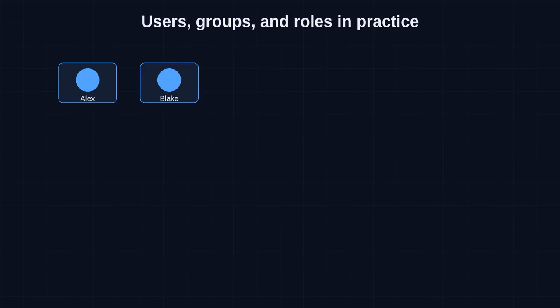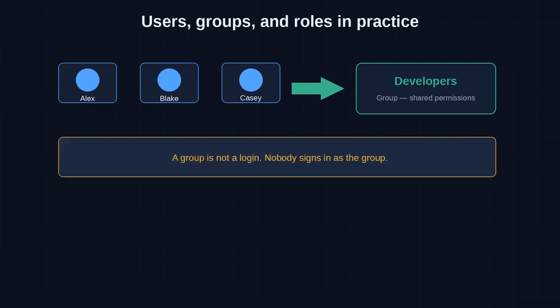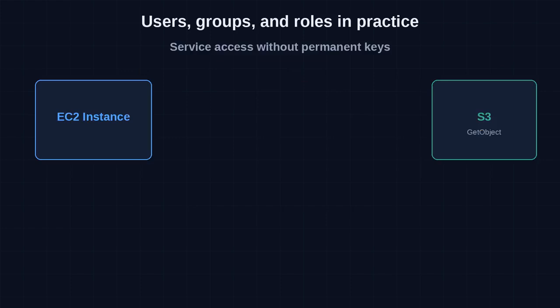Watch how the pieces fit a real team. You create IAM users for people who need ongoing access, console, command line, or API. Best practice is not to attach policies to each user one by one. Put developers in a developers group, attach the shared permissions to the group, and every new hire inherits the same floor plan. Here's a misconception to kill early. A group is not a login. Nobody signs in as the developers group.